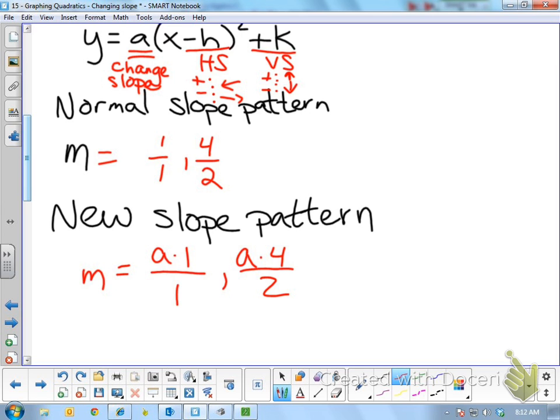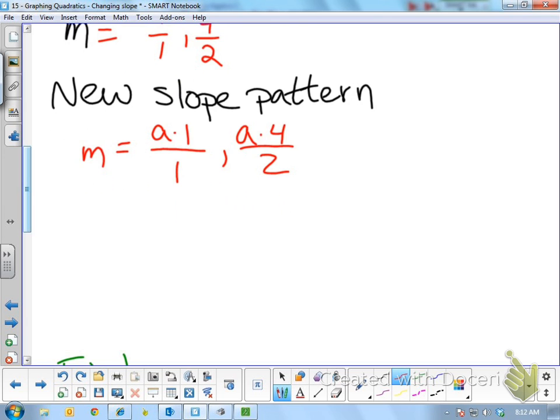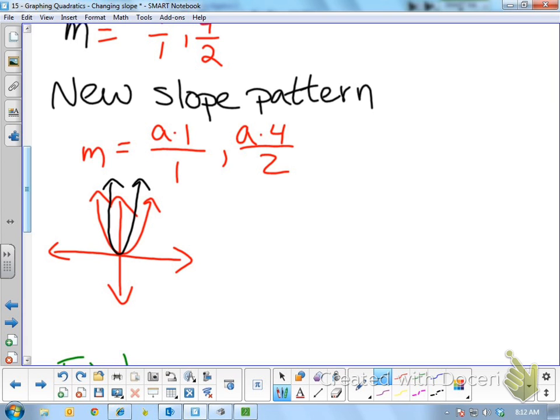So now that we can find our new slope pattern, we can graph any quadratic in vertex form. So we're going to be naming a few more things when we do this. The slope pattern is going to change the shape of our quadratic. So normally our quadratic looks like this. That's our basic one. What that A is going to do is it's either going to stretch our graph up. It's going to make it skinnier. That's called a stretch. Or it's going to flatten our graph out, and that's called a shrink.